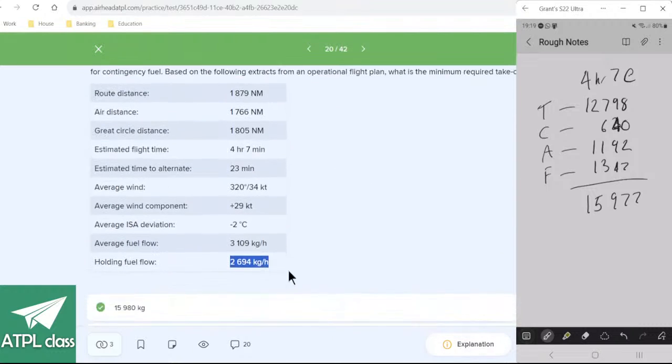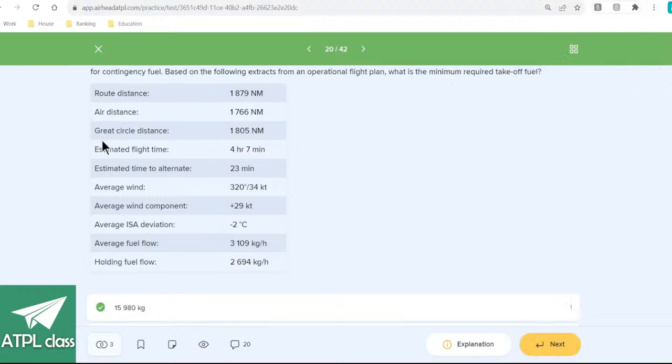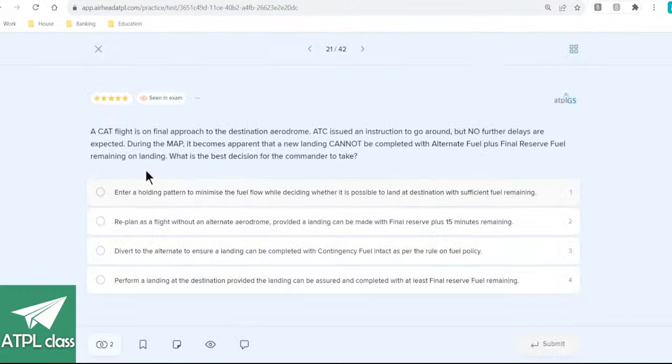Yes, so yeah, that's just a whole bunch of information. You need to pick out the points that are relevant, which can be tricky when they bombard you with all this stuff. Like why they talk about great circle distance? That's silly.